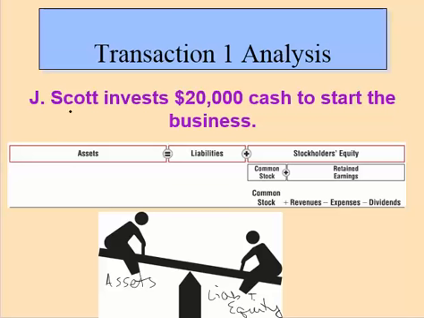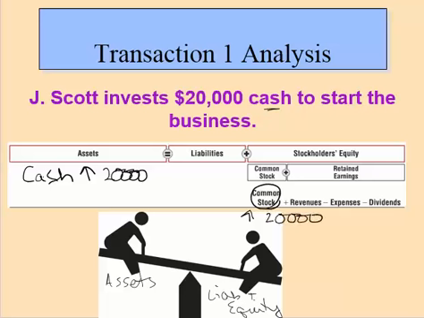So back to the question at hand. It says J. Scott invests $20,000 cash to start the business. So we can stop right here where it says invest $20,000 cash. That means the business is going to take in $20,000. And if the business is going to receive $20,000, we have to think, well, what kind of account is cash? Is it an asset, a liability, or an equity? Is it something we own, something we owe, or the difference between the two? And cash is an asset. So our cash is actually going to go up by $20,000. Now, in exchange for that investment, J. Scott is going to get common stock. So my stock is also going to go up by $20,000.